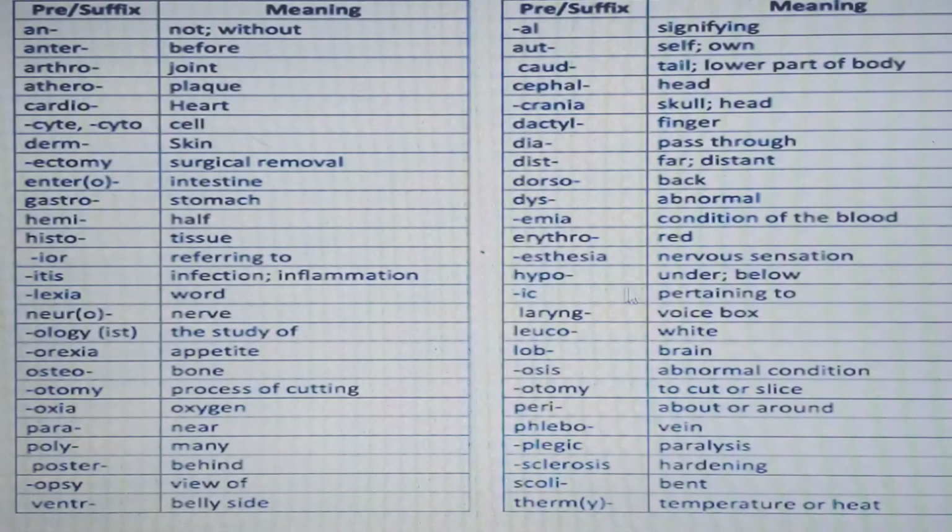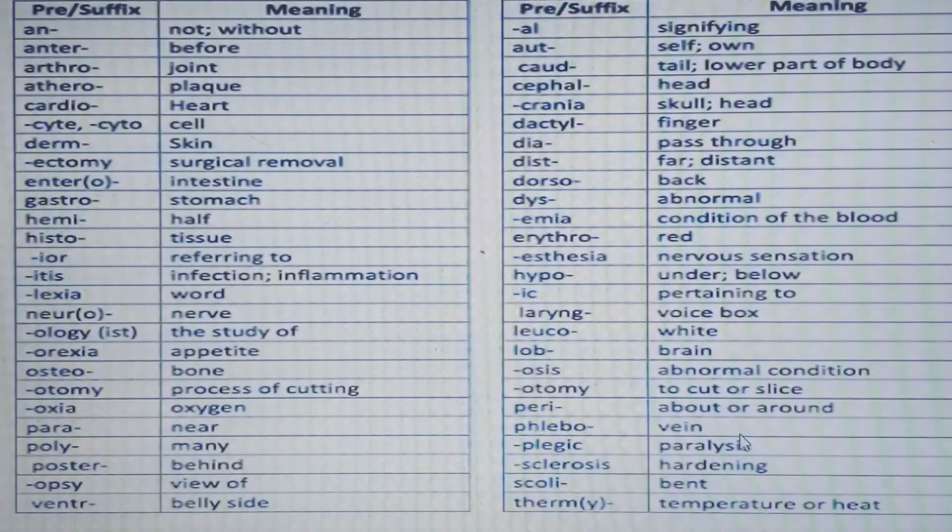Then hypo means below, as we've said. Ic has to do with pertaining to something. Laryngo has to do with the voice box. Leuko is white, so that's why we have leukocytes, white cells. Lobo has to do with lobe of the brain, so for lobectomy, you remove some part of the brain. Osis means abnormal condition. Otomy means to cut. Peri has to do with around, we've seen it already. Phlebo has to do with the vein, so phlebotomy is taking blood from a vein.